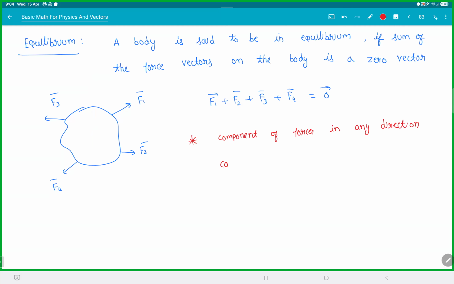cancel out. Why? What happens if they don't cancel out? Think about this. In a particular direction, if the forces don't cancel, it means the body is going to go in that direction, right? Can you call it an equilibrium? No. So as straightforward as that. Clear with this? So how do we solve these kinds of equilibrium problems?